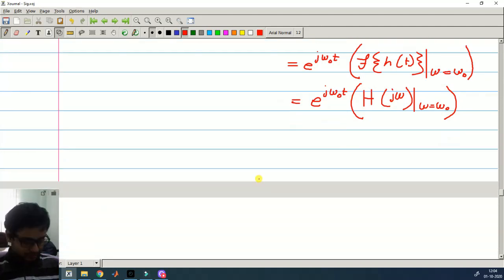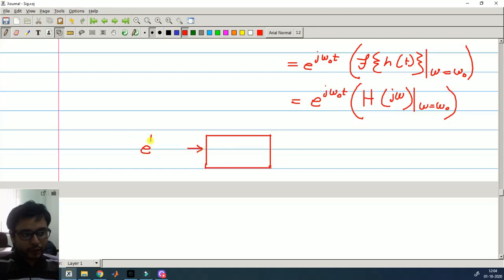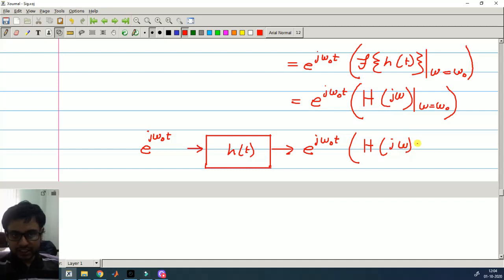So if we feed e to the power j omega naught t as the input to this system, we get the output which is exactly similar to the input, except that it is multiplied with an overall constant, which is nothing but the Fourier transform of the impulse response evaluated at omega equal to omega naught.